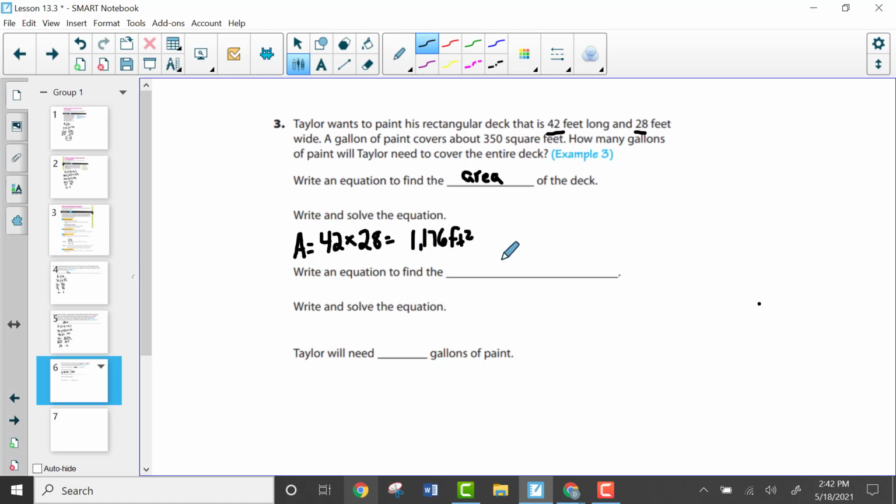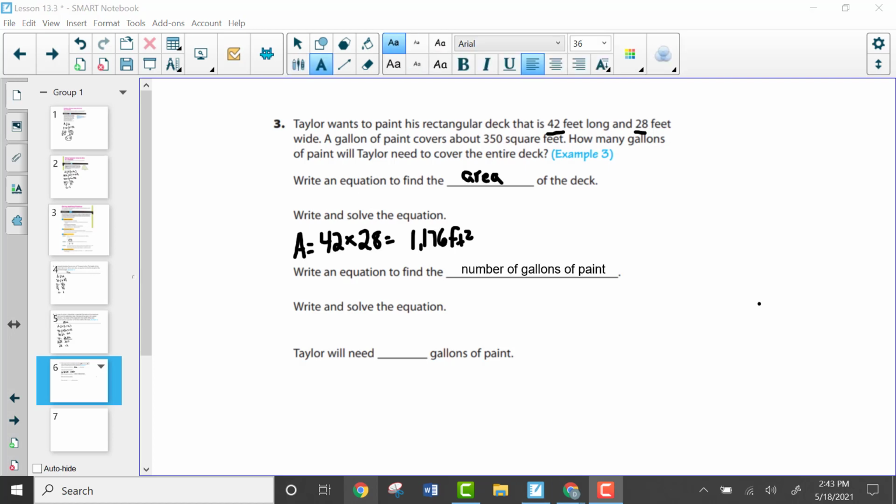Now, it's important to understand with these multi-step problems that they are multi-step. A lot of times we think, well, we found the area, then we should be finished. But we're not. They're not asking us what's the area. They're asking us how many gallons of paint Taylor will need to cover the entire deck. Now what we need to do is write an equation to find the number of gallons of paint. So I want you to write that in. And now it says write and solve the equation.